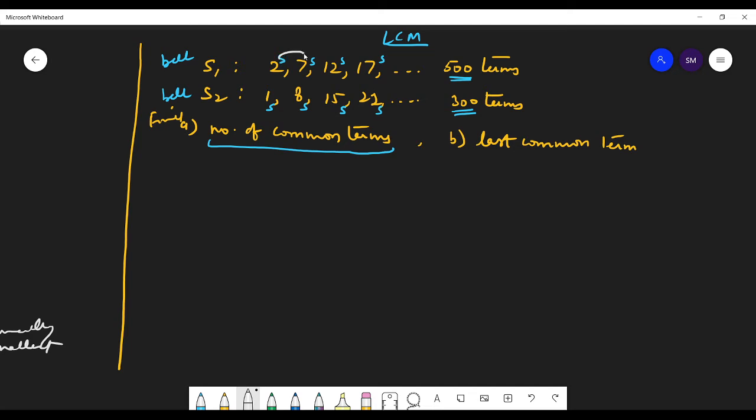So what is the common difference of the first sequence? 5. So after 17 I get 22, right? So it means 22 is the first common term. Yes or no?